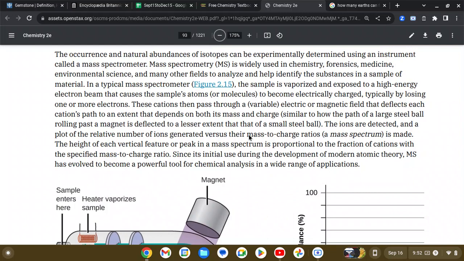The ions are detected, and a plot of the relative number of ions generated versus their mass-to-charge ratios, a mass spectrum, is made. The height of each vertical figure or peak in a mass spectrum is proportional to the fraction of cations with a specified mass-to-charge ratio. Since its initial use during the development of modern atomic theory, MS has evolved to become a powerful tool for chemical analysis in a wider range of applications.